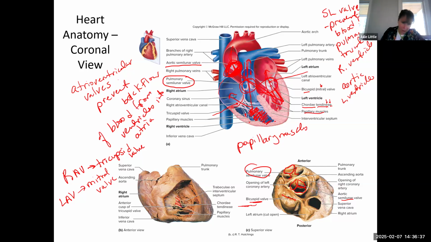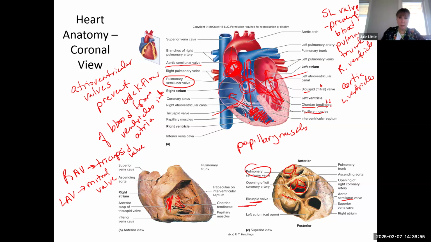Here we can see those heartstrings coming out here, and these are the valves up here. But the heartstrings, again, are called the chordae tendineae. Can I call them chordae tendineae? Yes. Can I call them heartstrings? No. They're the chordae tendineae attached to the papillary muscles.